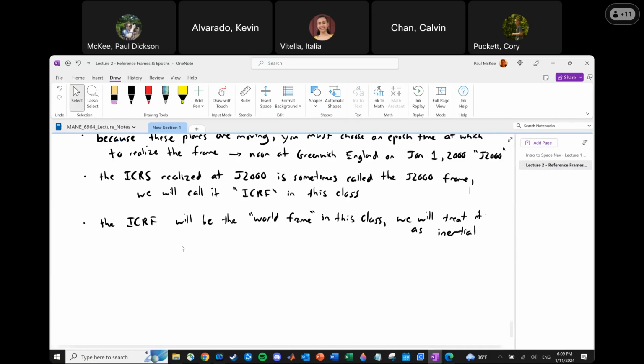And so here comes your diagram. So imagine that you have the Earth, right? And here is the Earth's equator.